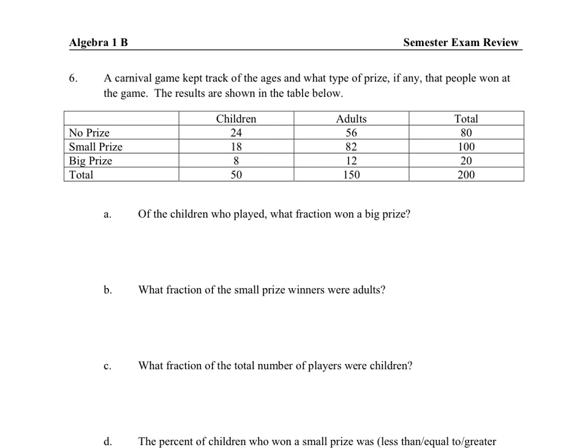And that would be 8. So 8 out of 50 children was the fraction that won a big prize. We can simplify this down to its simplified fraction, which would be 4 over 25. So what fraction won a big prize? 4 out of 25, or 8 out of 50.